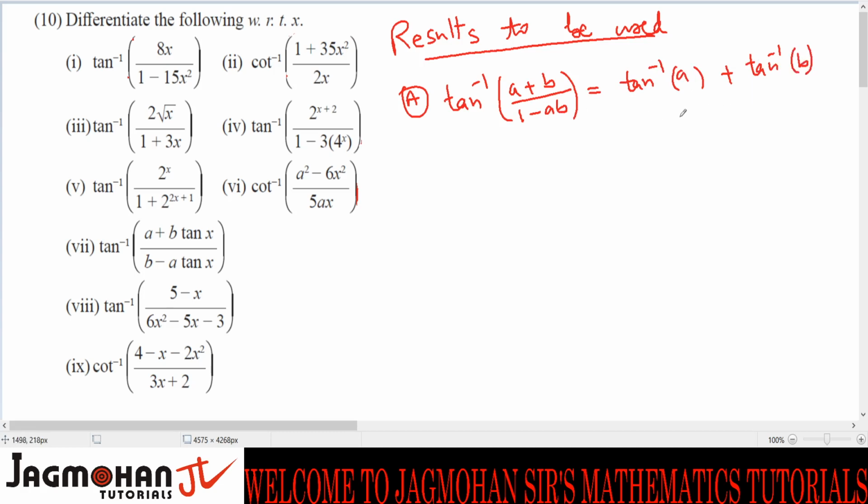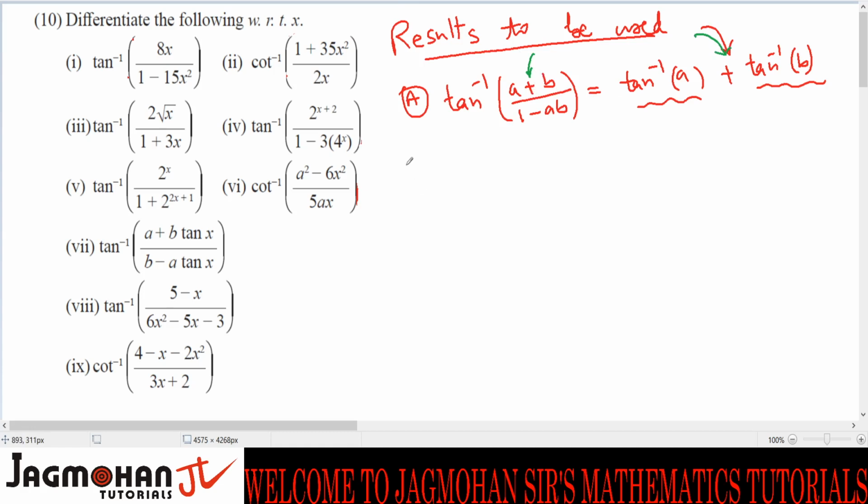Now on the right hand side you have two isolated tan inverse functions. Between them you will get a plus or minus. It will depend on the RHS whether you have plus or minus in the numerator. If the numerator is plus, then here you write plus, and if in the numerator you have negative, you write negative.